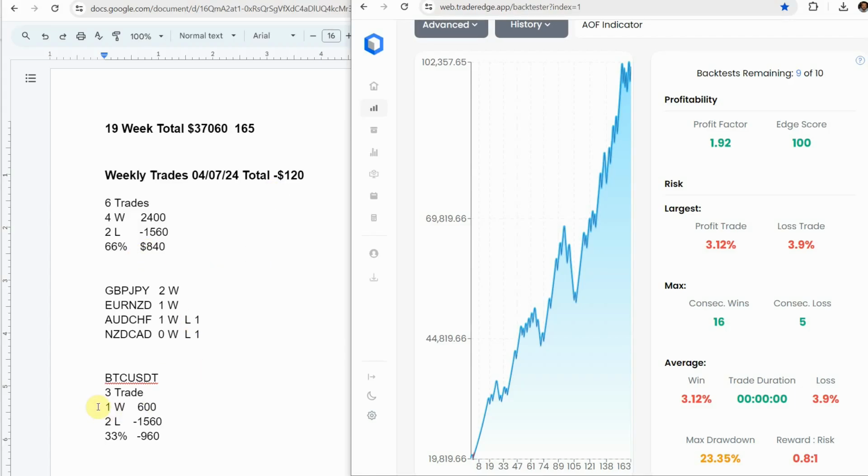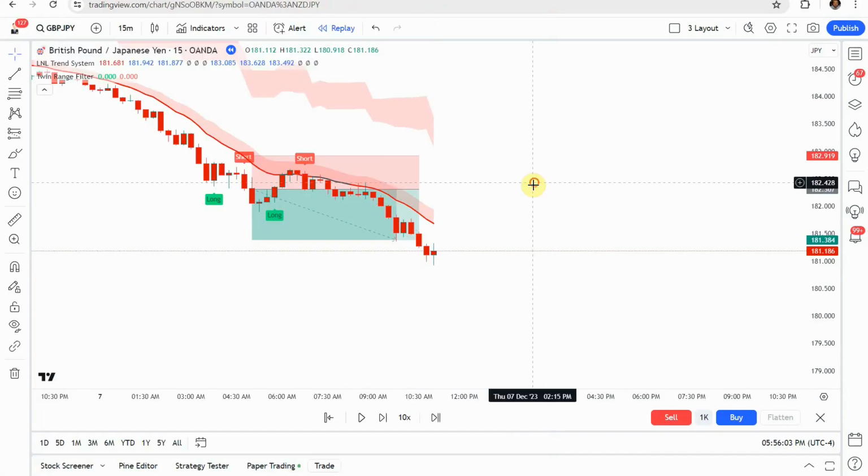And on the crypto coin, we had 3 trades altogether, 1 winning trade, 2 losing trades, putting it at a 33% win rate. That would have been a drawdown of $960. On the week, we would have been down $120, a small red week. Add that to our 19-week total, or I guess subtract it from the 19-week total, and now we would have been up $37,060 over 165 trades. You can see more stats on the strategy here and the growth of the account there, and so really good stuff from the Academy of Forex indicator.